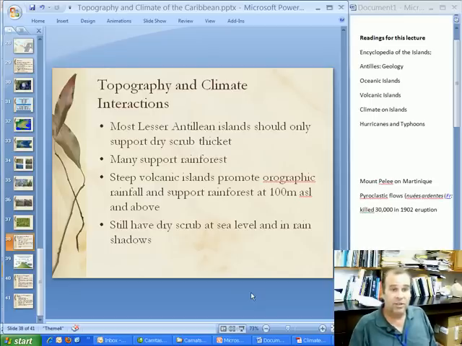And the answer is topography. That at the higher altitudes, rainfall can be trapped by a process called orographic rainfall. Okay? Particularly on these steep volcanic islands.